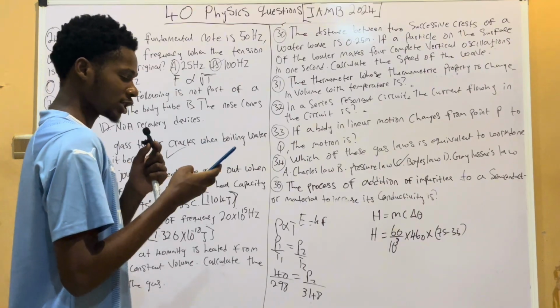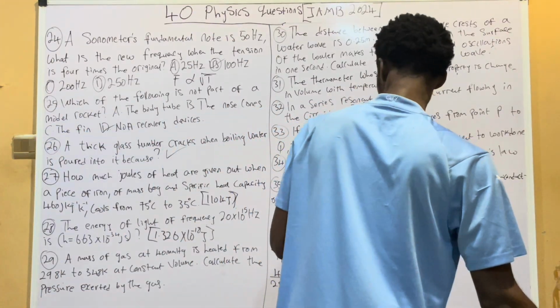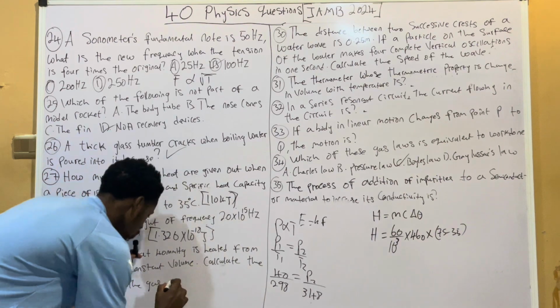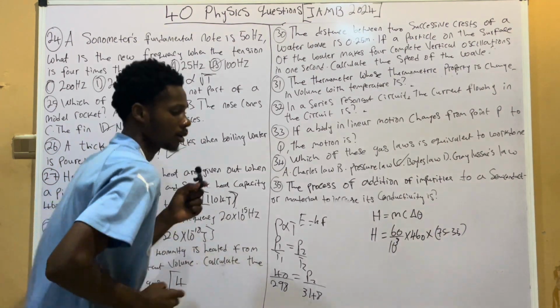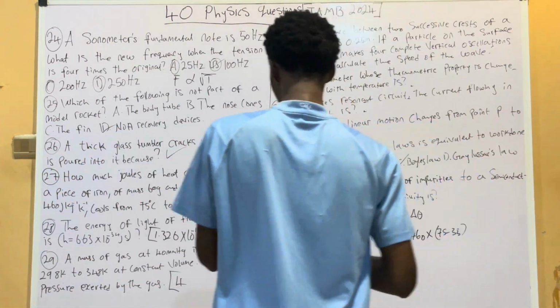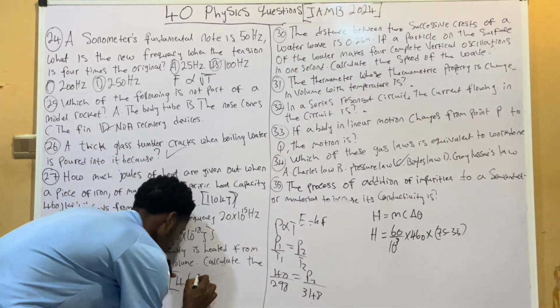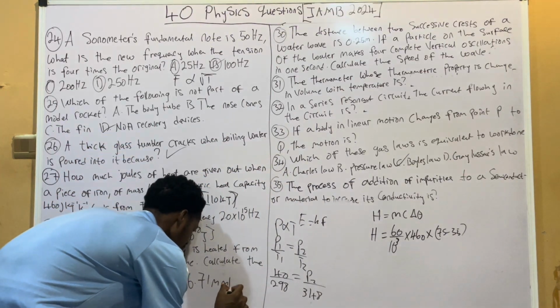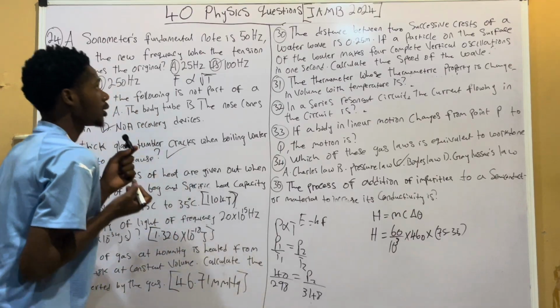So from here we can solve for P2 just by cross multiplying. That's going to give you 46.71 for the pressure. So the pressure is going to be equal to 46.71 millimeters of mercury.